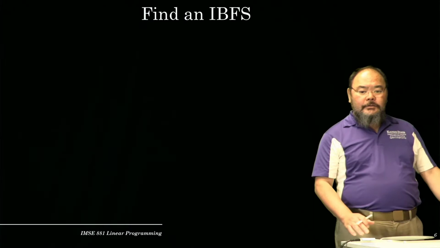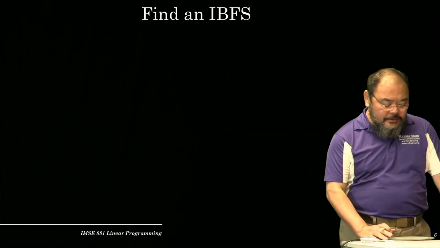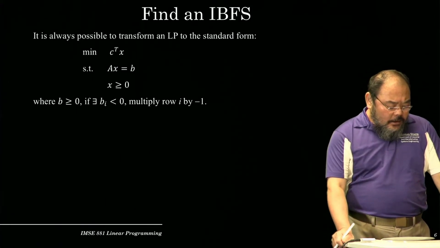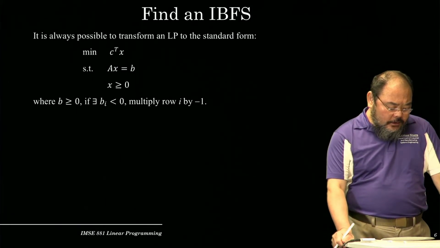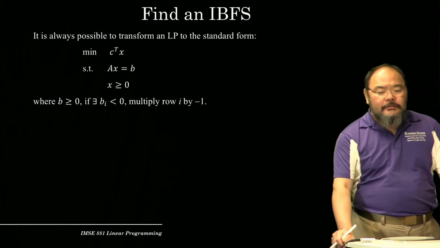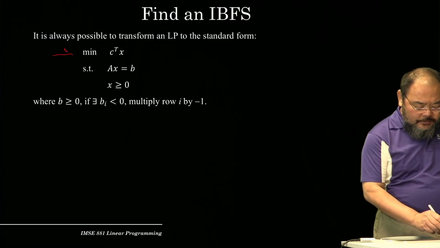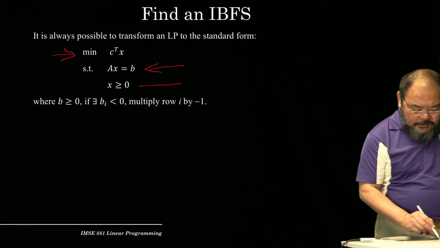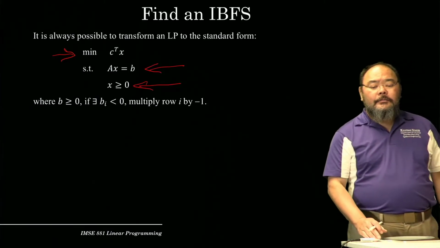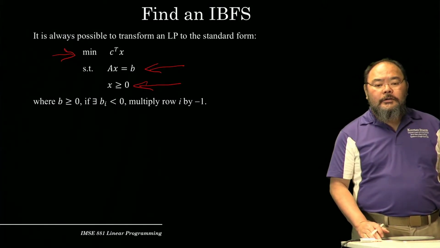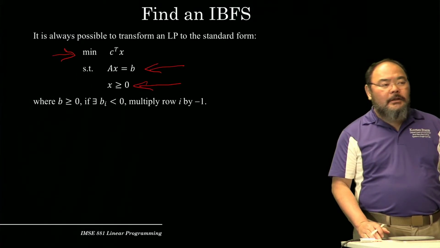Next slide, we are trying to see if we can find the initial basic feasible solution real quick. It is possible to transform a linear programming problem into standard form. The standard form is, first, a minimization problem, and second, equality constraints and non-negativity constraints. The right-hand side b is assumed greater than 0; if not, we can multiply the entire equation by -1.